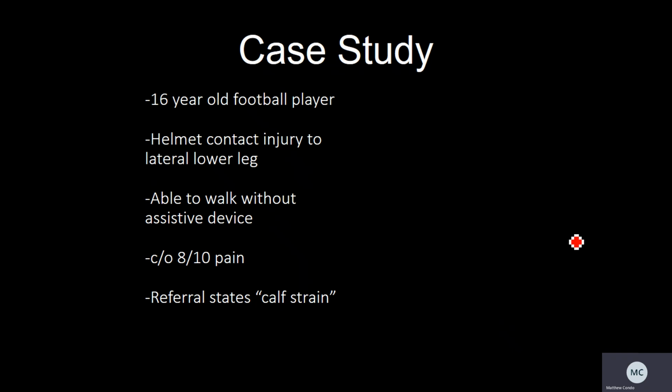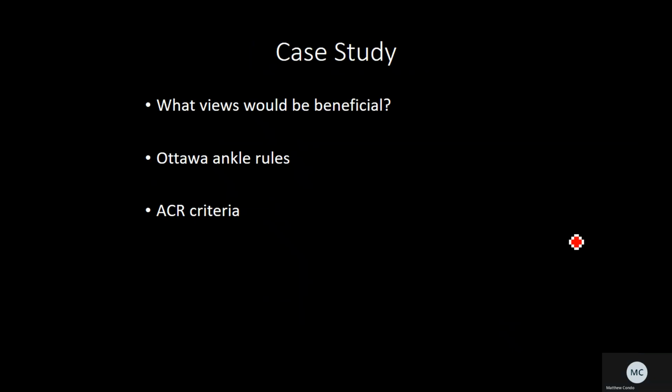So what I want you to think about as we go through some of these cases and some of these radiographs is why that patient had 8 out of 10 pain with a calf strain, yet had no gait abnormalities. So what we think about is what views in terms of radiography would be beneficial. Obviously, how does that patient fall into our Ottawa ankle rules? How does that patient fall into our ACR criteria?